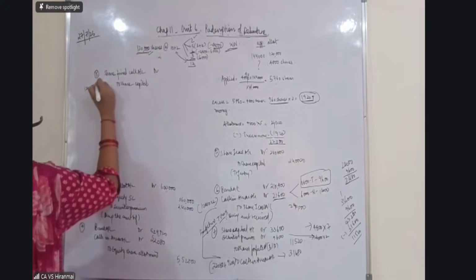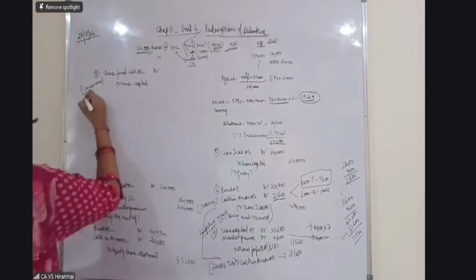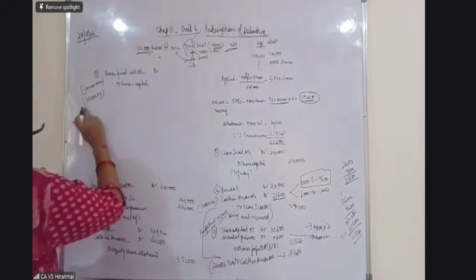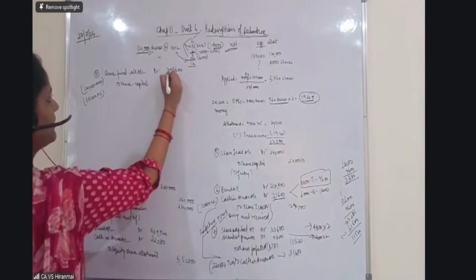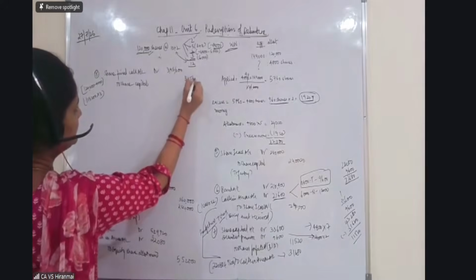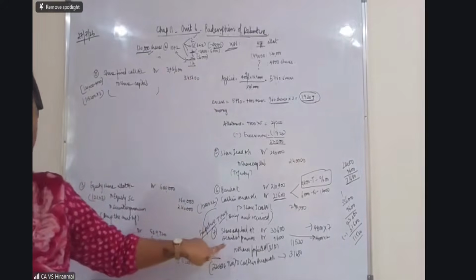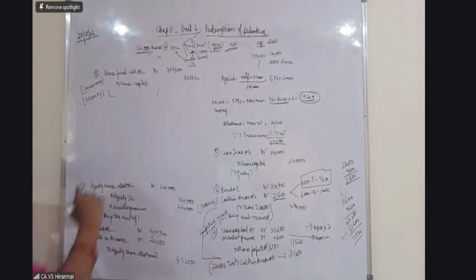1,20,000 shares were there, but you have cancelled how many? 4,800 shares are cancelled. So 1,15,200 shares into 3 rupees. This it will change. 3,45,600 will come. Many people forget this, because whenever forfeiture is done in between, you should subtract that from the total value remaining.